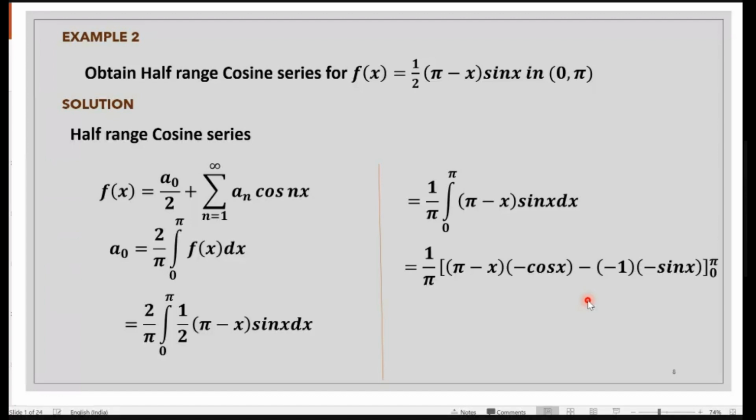So when I apply the upper limit, pi minus pi is 0. So minus cos pi, that is 0. This is also sin pi is 0. Lower limit mein sin 0 is 0. We will have only one term, pi minus 0 into cos pi is minus 1. Already you have a minus sign, so we'll get totally pi upon pi, which is equal to 1.